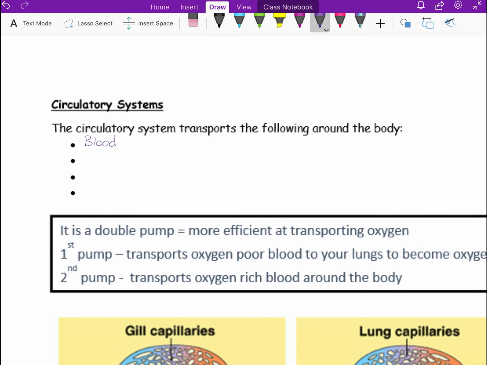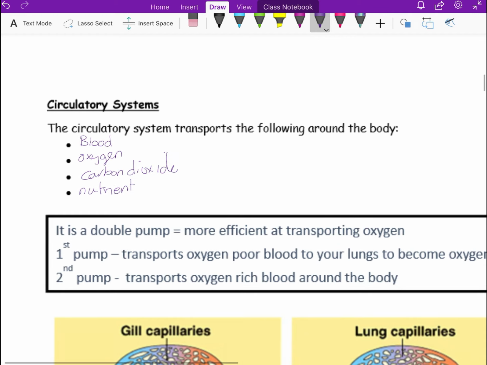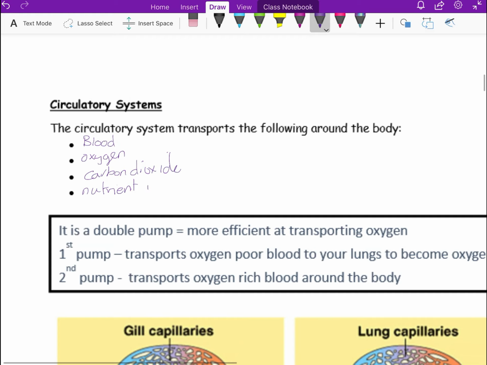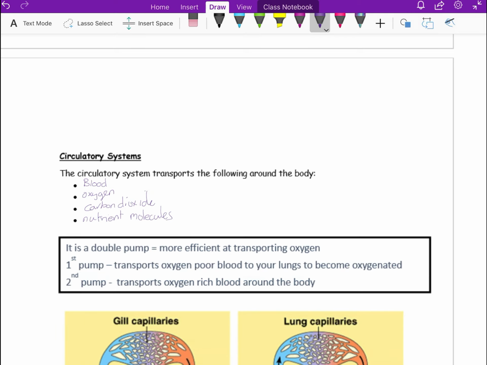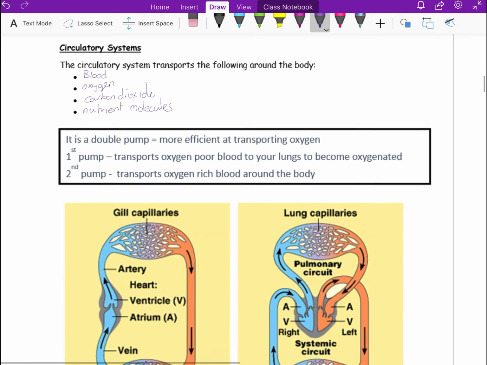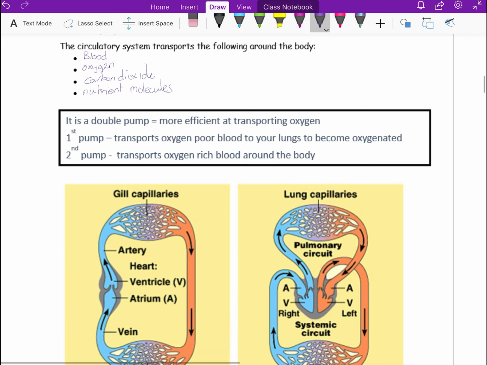Circulatory systems as a whole transport blood, it's about transporting oxygen, it's about transporting carbon dioxide and other nutrients. When we talk about what the components of blood are, we'll think a little bit more about how each of these different molecules are transported, where they're transported, and any adaptations to help their transport. But that just gives you a bit of a general overview of what the circulatory system is looking to do.